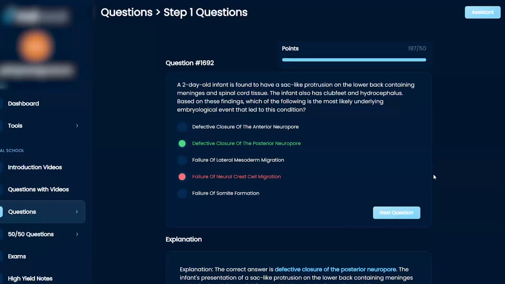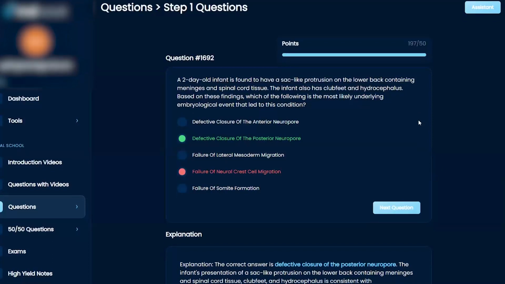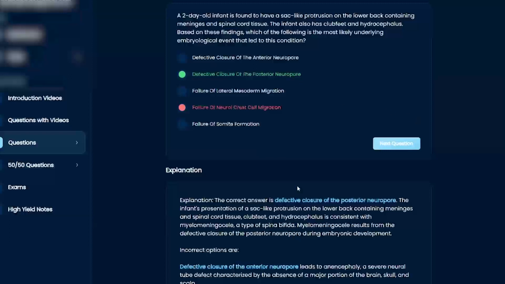But in particular, when you have the diagnosis, which I love, all these meningomyelocele things in embryo are going to deal with the neuropore. Okay. So what's the difference between the anterior and the posterior?